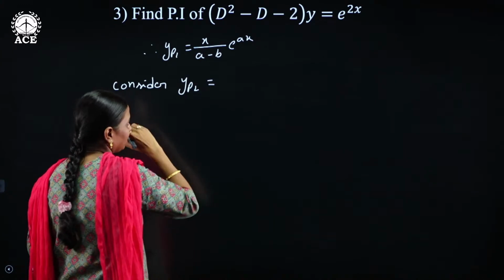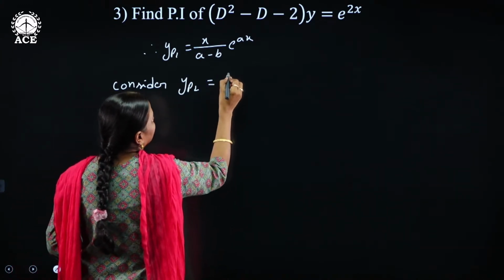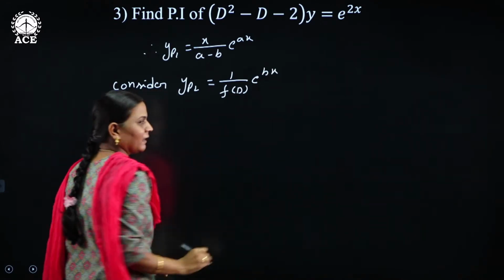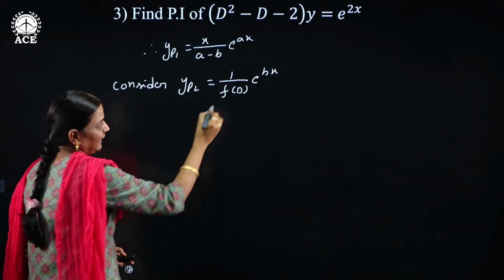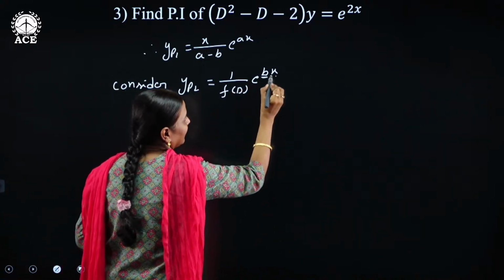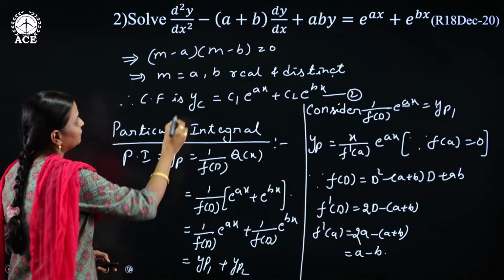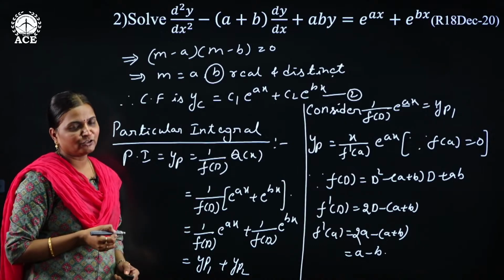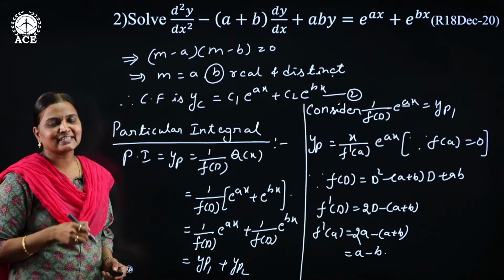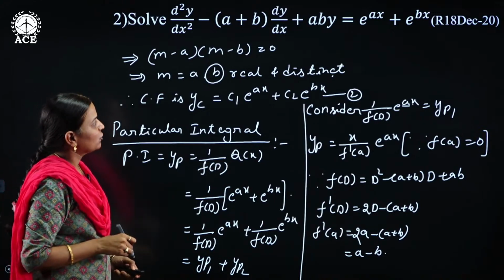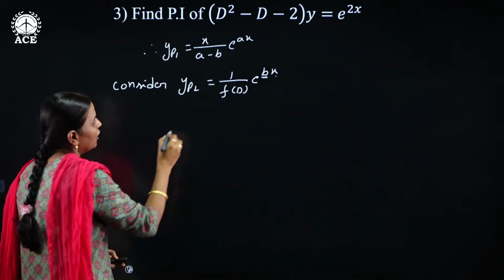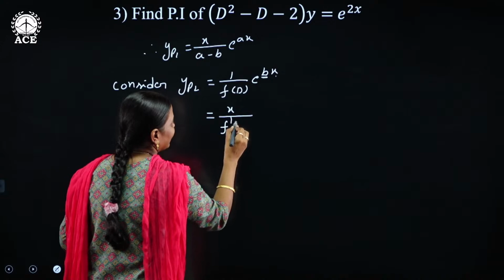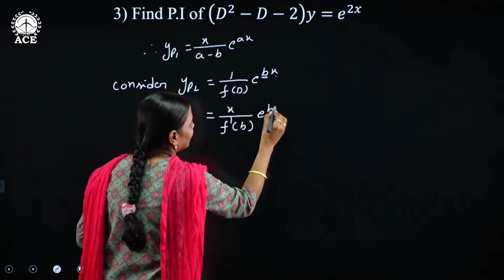Again, consider yp2. What is yp2? Yp2 is 1 by f of d into e to the power bx. Observe clearly, what is the x coefficient? The x coefficient is b, which is equal to a root. When the x coefficient is a root, what is the condition? The functional value, that means f of b is equal to 0. So when f of b is equal to 0, how to write the particular integral? The particular integral is x by f dash of b into e power bx.